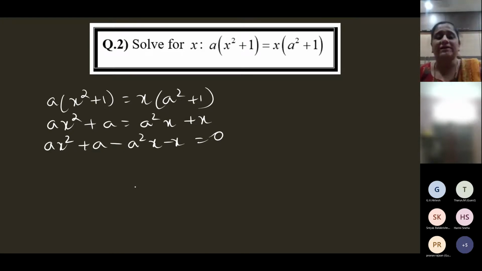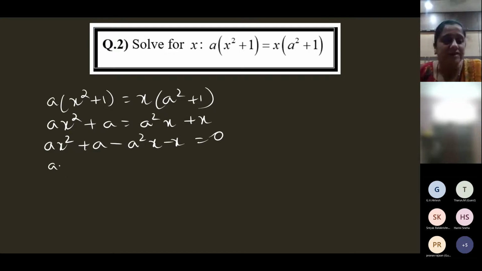When you open up the brackets and bring all the terms to one side, you have four terms: one x squared term, two x terms, and one constant. So how to arrange? Write the x squared term first, and then the two x terms, in any order. Any x term first is okay. And then the constant. And then you should go ahead by grouping. Eighth standard, grouping.